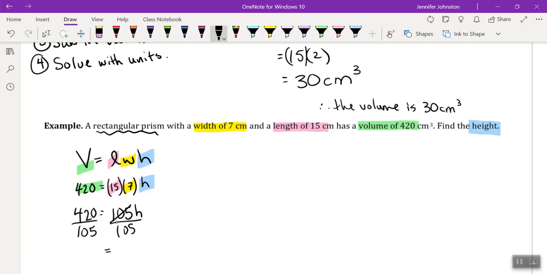And we get those reduced to get 4. So therefore the height is 4 centimeters.